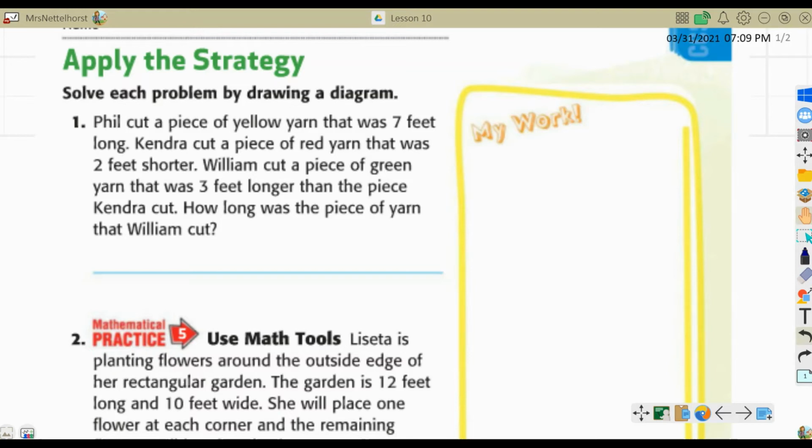Sorry, still yawning. Okay, so, oops, you know what I did? I went ahead and read the question.